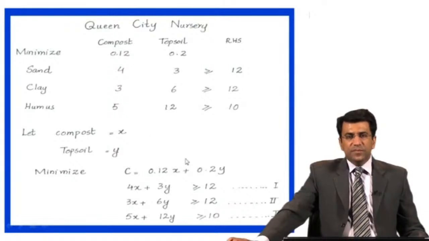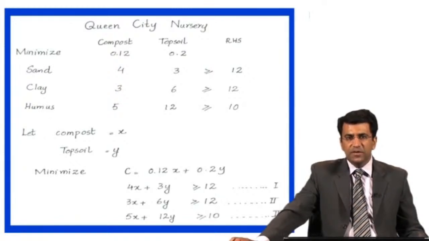Now let's put all the information in the form of a table. Now you can see that this is the case of Queen City Nursery, and we were talking about the three constraints. One constraint is related to sand, the other constraint is related to clay, the third constraint is related to humus, as we have identified by going through that particular situation and problem.